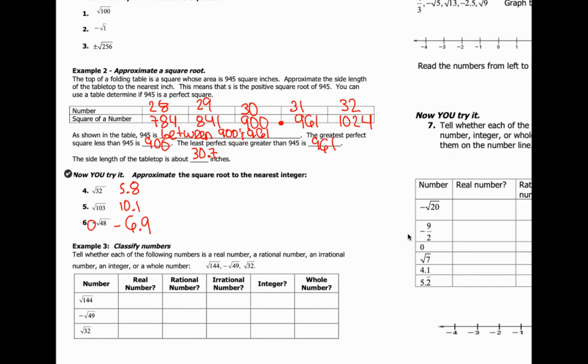Okay, next piece. So we have to classify things as real numbers, rational, irrational, integers, or whole numbers. So as a refresher, a whole number is a counting number. An integer is a positive or negative whole number. And 0 is included in that. Okay, a rational number, I'm going to go back one, can be put in a fraction.